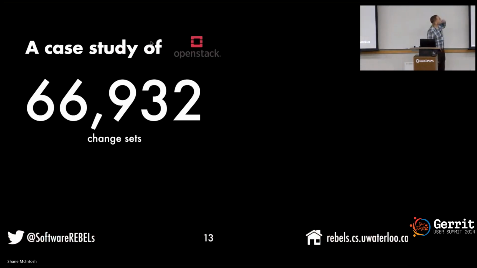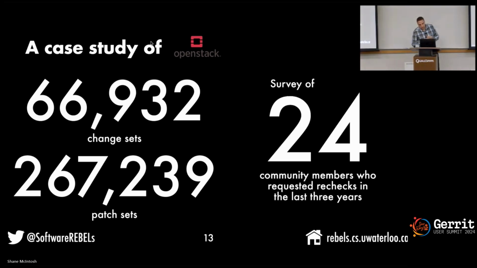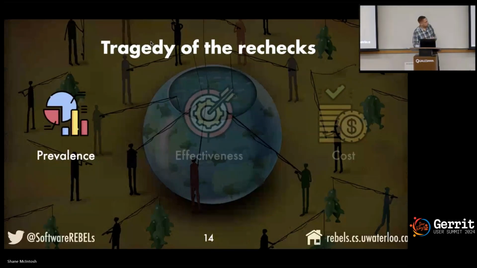And like I said, we did a study of OpenStack. So it includes over 66,000 change sets and 267,000 patch sets, so revisions, right? So lots and lots of data. And we also surveyed 24 senior members of the OpenStack community to get their insights about rechecks and how they use it in their day-to-day lives. So let's talk about prevalence first.